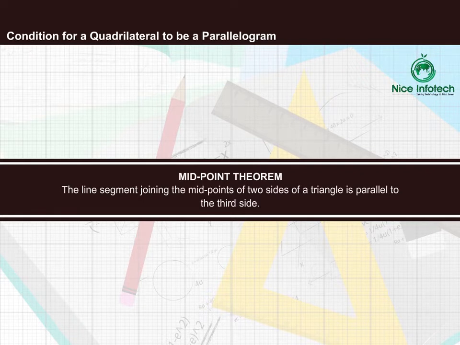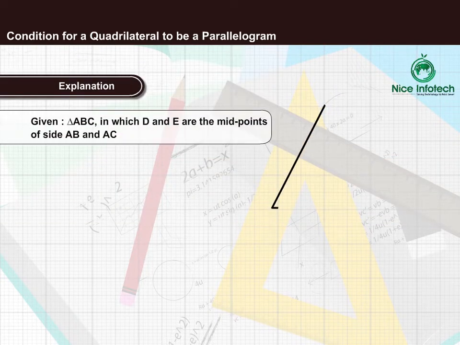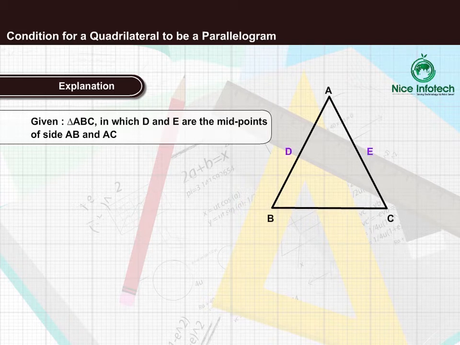The midpoint theorem is stated as the line segment joining the midpoints of two sides of a triangle is parallel to the third side. Let's see its explanation. Look at the triangle ABC, in which D and E are the midpoints of side AB and AC respectively. Show that DE is parallel to BC.